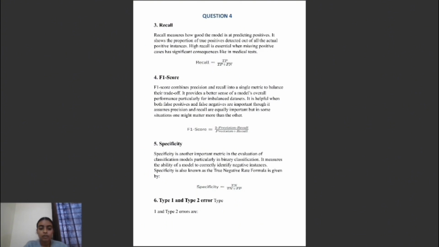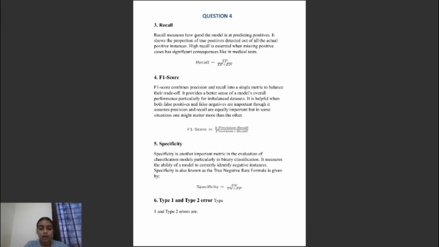Another important metric is specificity. Specificity measures how well the model identifies negative cases. It is also called the true negative rate. Its formula is specificity equal to true negative upon true negative plus false positive.